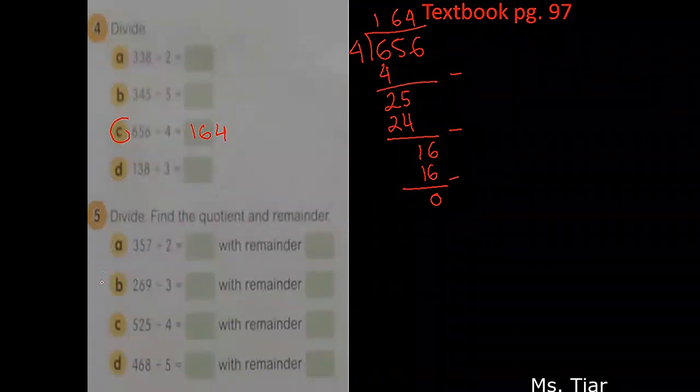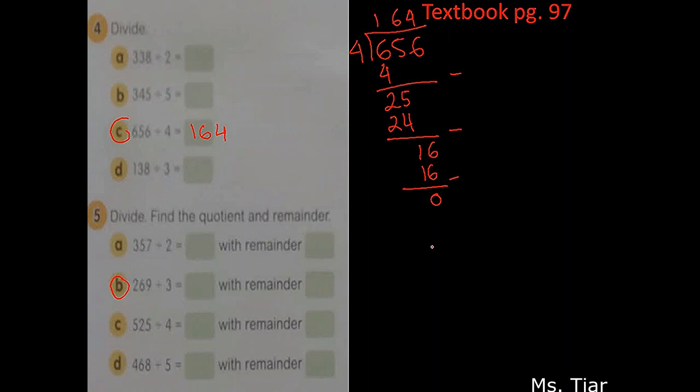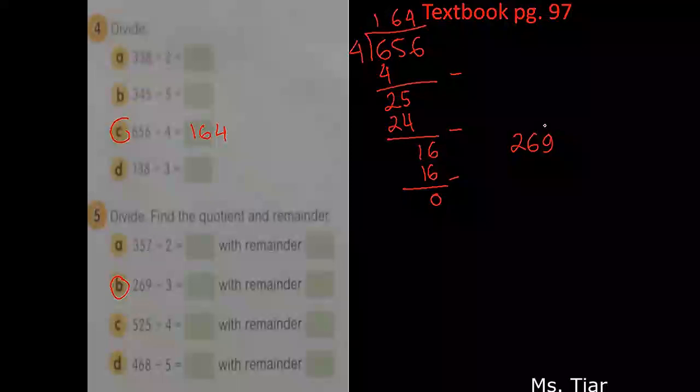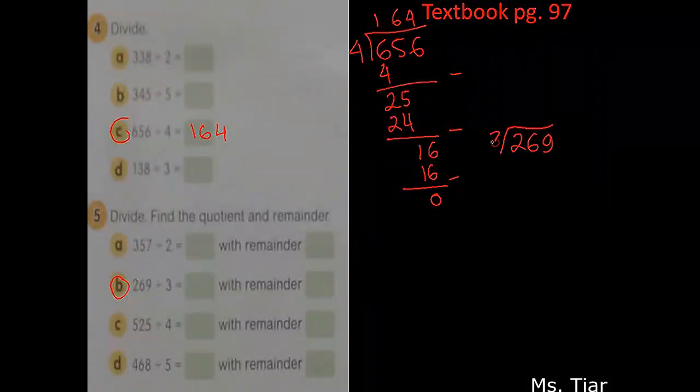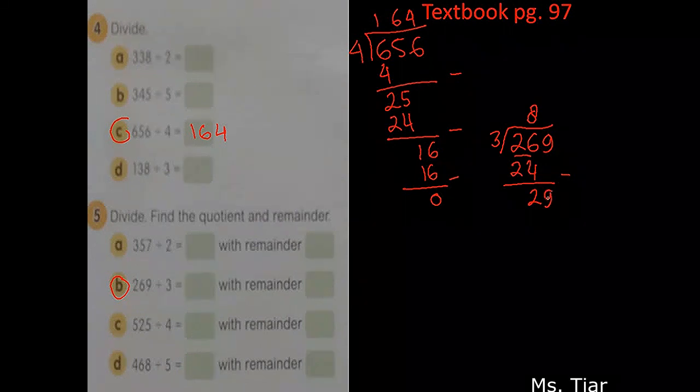And then I'm going to take one question from number 5. I will take this one, question B, 269 divided by 3. So can we divide 2 by 3? No, because 2 is smaller than 3. So we just take 26. 26 divided by 3, yes, you get 8. You write it down above the tens. 8 times 3 is 24. You subtract it, and then you will get 2. Regroup with the 9. You get 29 here.